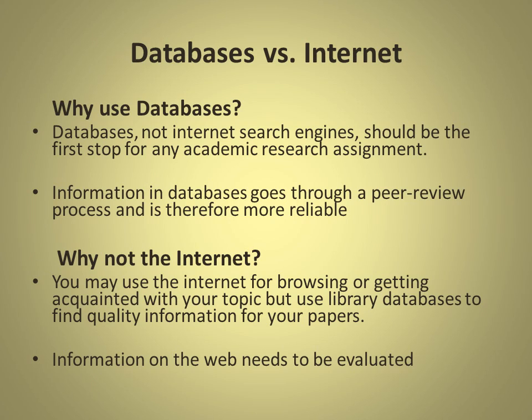You may use the internet for browsing or getting acquainted with your topic, for finding leisure or entertainment-related information, directory information, current news, or basic consumer information. But use the library databases to find quality information for your research papers. Search engines may sometimes bring up sites that are not credible. The information does not go through a review process and needs to be evaluated, or sometimes the page may not be updated.